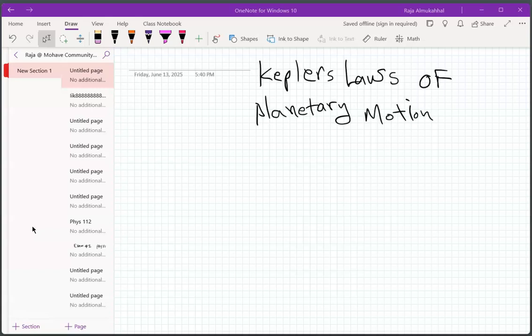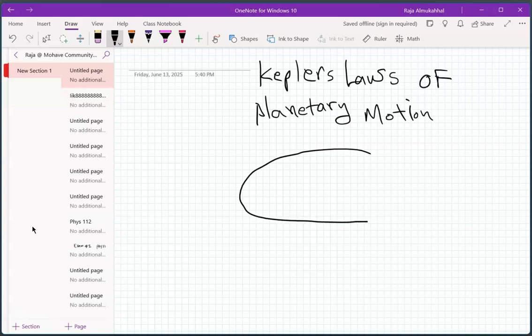So let's begin. Kepler's first law basically says that all the planets in the solar system orbit their parent star, in our case our sun, in an elliptical path. Okay, and I think we talked about that. What is an ellipse? The ellipse basically looks something like an oval shape. It's an elongated shape that looks like this.